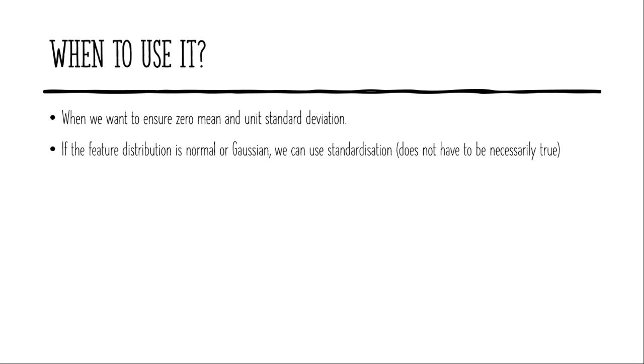And when do we need to use this? When we want to ensure zero mean and unit standard deviation, then we will be applying the standardization technique. And if the feature distribution is normal or Gaussian, we can use standardization. It is not strictly necessary, but if that is the case, this is where we can use the standardization technique.